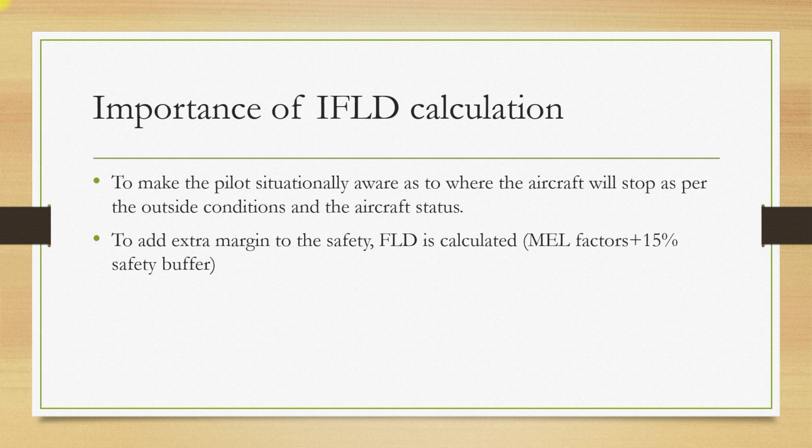To add extra margin to the safety, FLD is calculated. FLD is factored landing distance, which is basically a safety buffer to the in-flight landing distance, wherein we add certain MEL factor and 15% of the in-flight landing distance to it. Now MEL stands for minimum equipment list. Again, there might be certain equipment that is non-functional in the aircraft which might impact the landing distance.